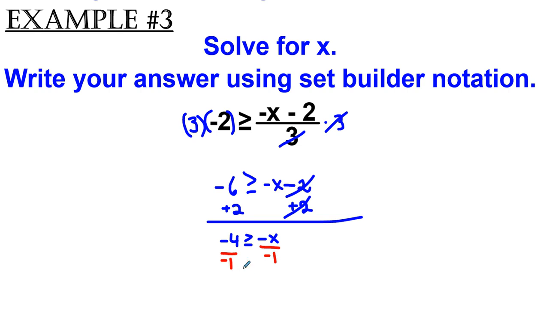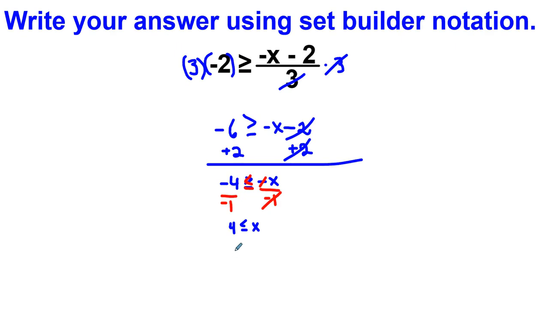Because I'm dividing by a negative, I need to flip my inequality symbol. The negatives cancel, and I get -4 divided by -1 is 4. Carry down my less than or equal to, and carry down the x. Now, just like the last one, the variable needs to go on the left. The symbol opens towards the x, and now it says x is greater than or equal to 4. In set builder notation, that's the set of x such that x is greater than or equal to 4, and that's my answer.